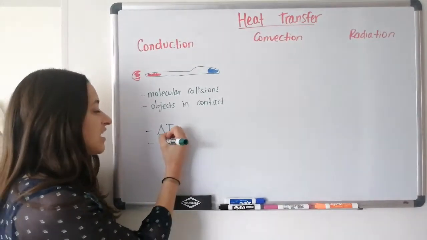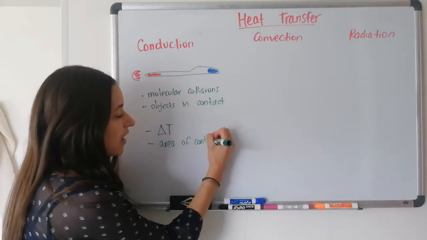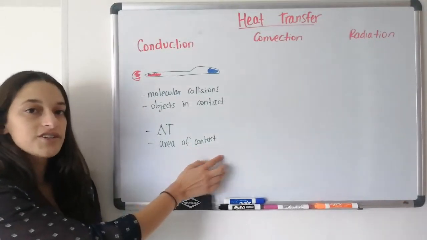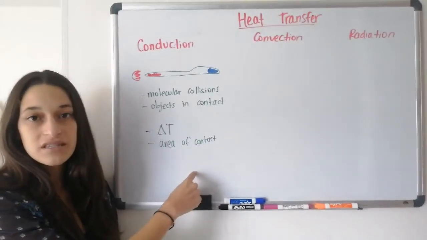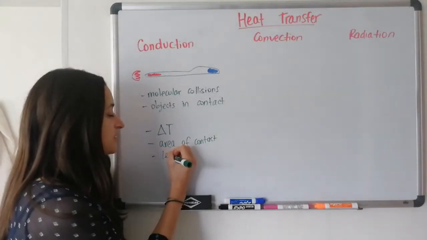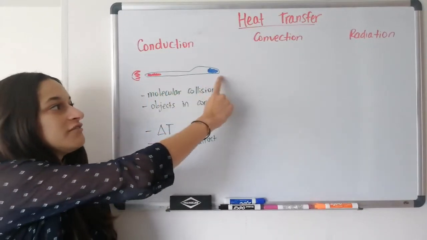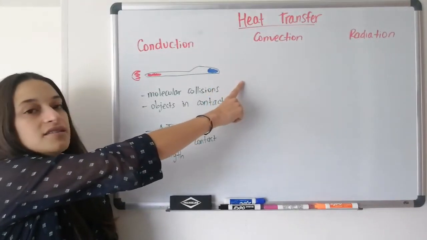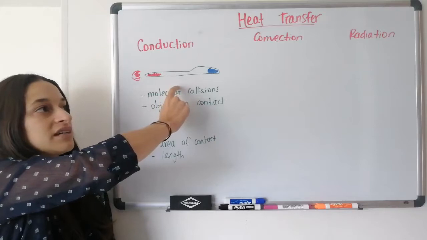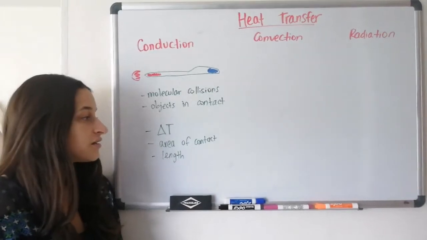The second thing is the area of contact. I'm going to pass more heat if I put my whole hand than if I just put one finger, because there is more area passing the heat. Another one is the length through which the heat has to move. In the knife example, the longer the knife, the farther away the cold end is, the longer it's going to take for it to heat up, because the molecules have to move and pass the heat from one to the other, and if it's farther away, it's going to take longer.